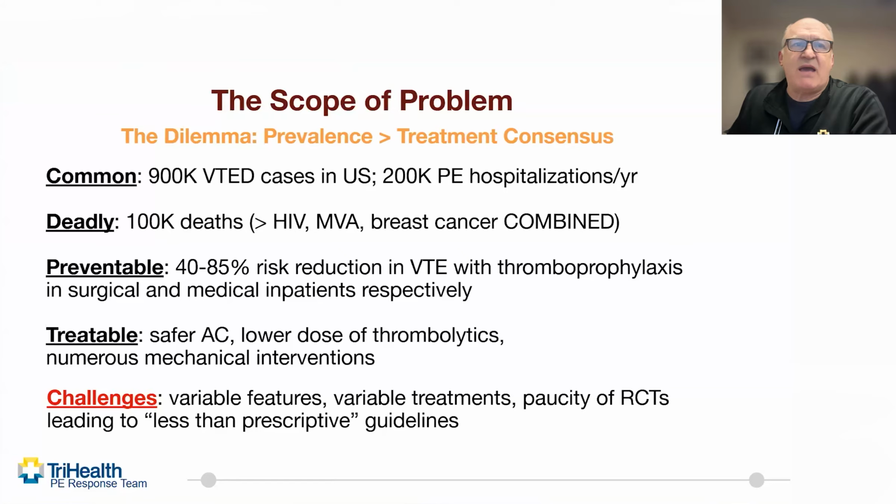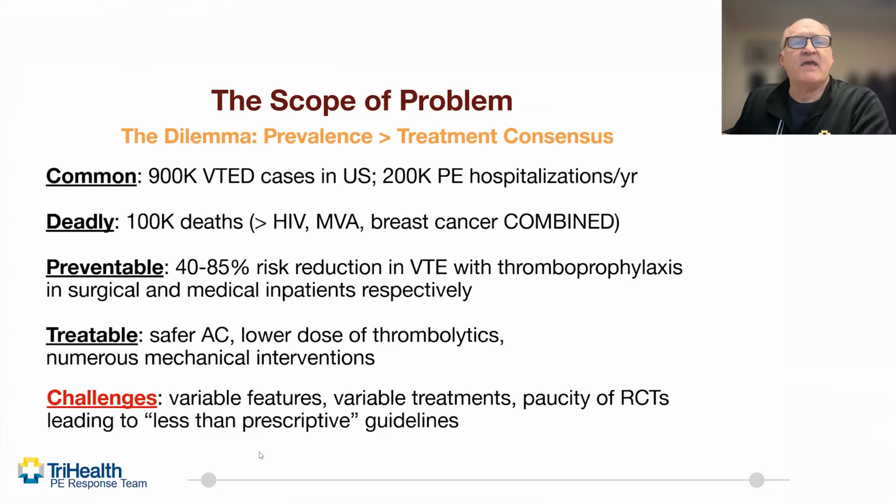And what is specifically applicable to the challenges of a PERT team is that over the past 10 to 15 years, we now have newer anticoagulants, variable doses of thrombolytics are being used, and there's a rapid expansion of catheters and medical devices to address PE management. And yet, in spite of this, guideline recommendations have been historically limited by the fact that there are very few large randomized controlled trials. And so over the next 10 to 15 minutes, I hope to make a case as to why AI might be of value in your PE response team.